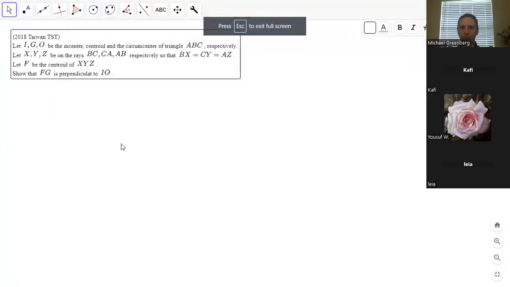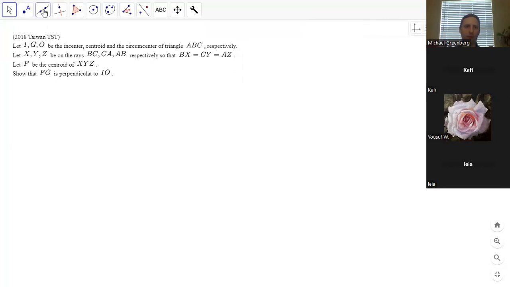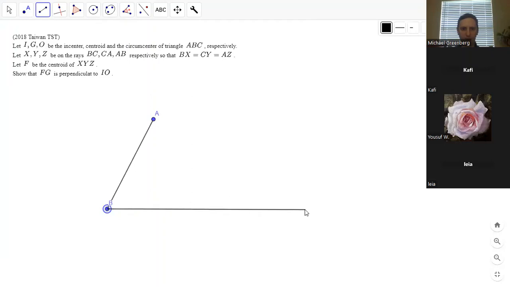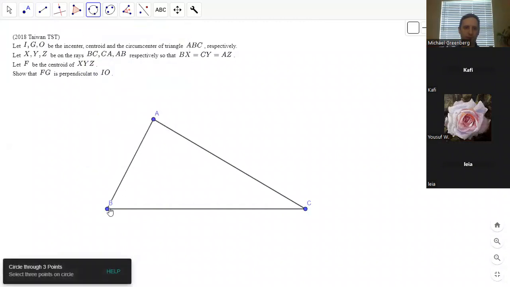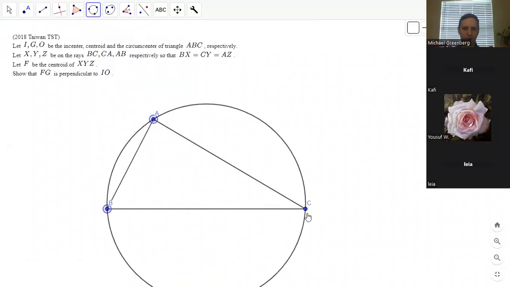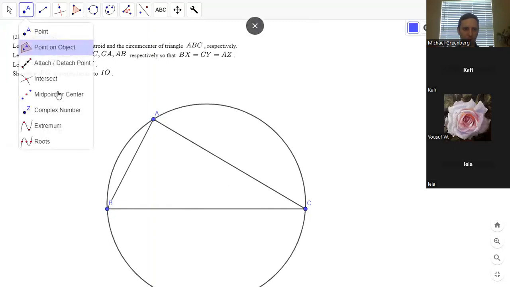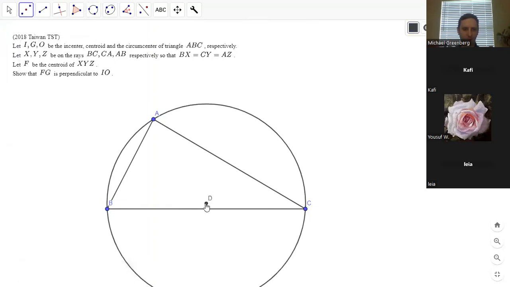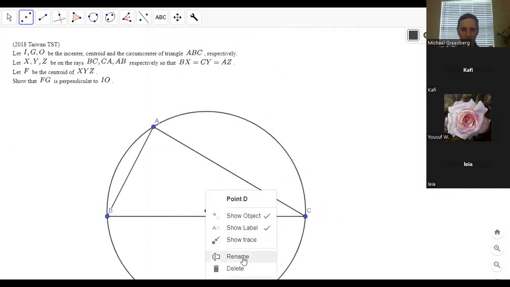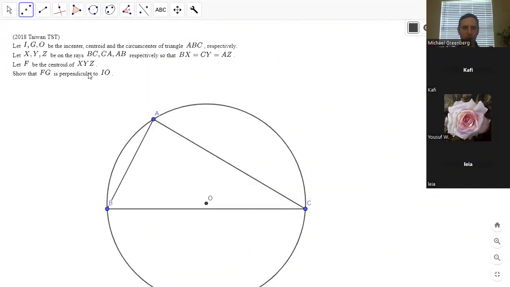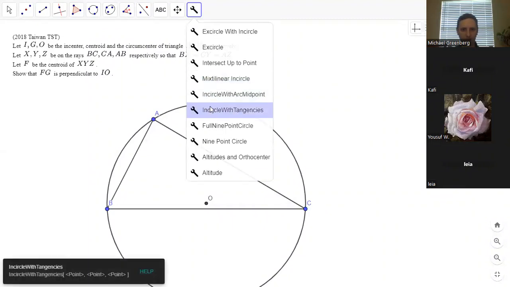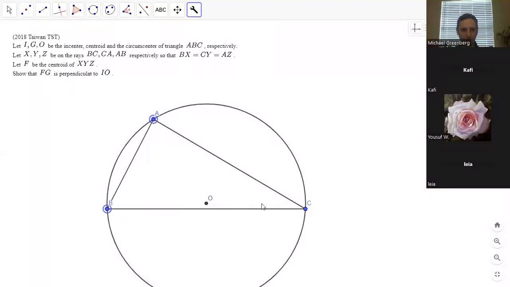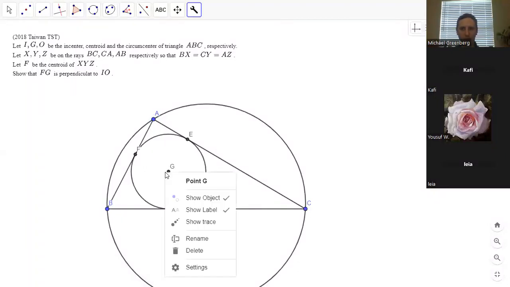So here's the first problem I'm looking at. This is from the Taiwan team selection test in 2018. We want to draw the incenter, circumcenter, and centroid of a triangle ABC. So this will be the circumcenter, and let's draw the incenter. Let's call it I.